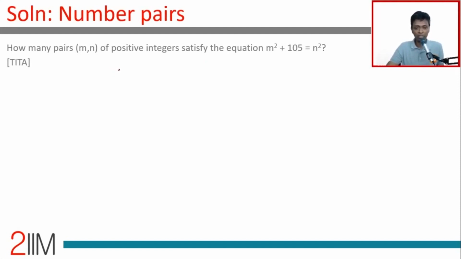To start with, integers and positive integers, we're talking about natural numbers. First step, we write this as 105 equals n square minus m square. We know these are positive integers, so n is greater than m. This can be broken as n plus m into n minus m. So the product of two natural numbers is 105.